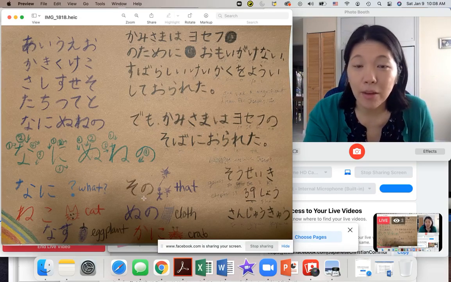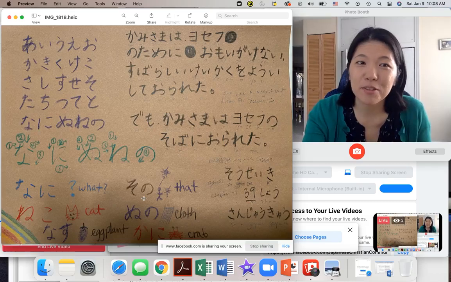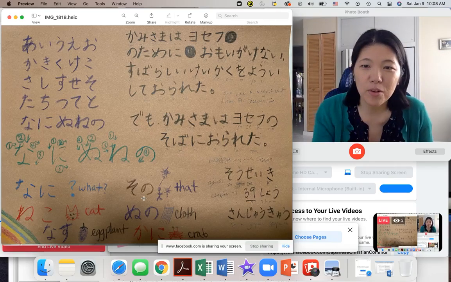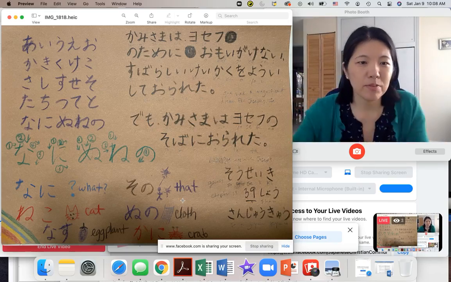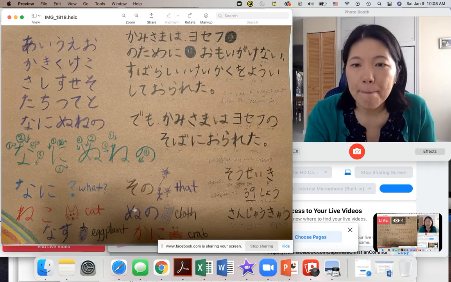And kono is this, right? Which you can also write with kono. But kono, sono is like indicating the placement of an object.